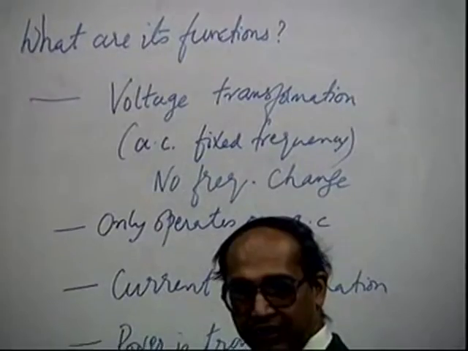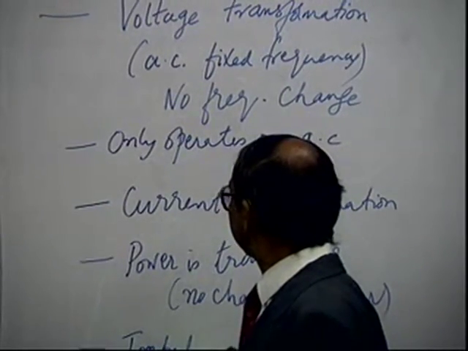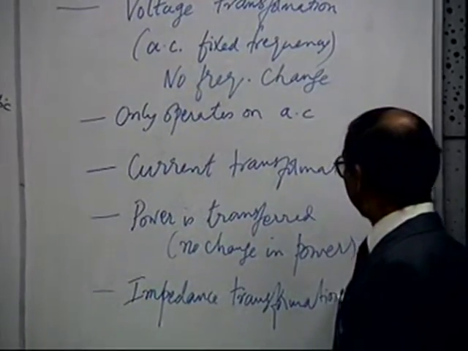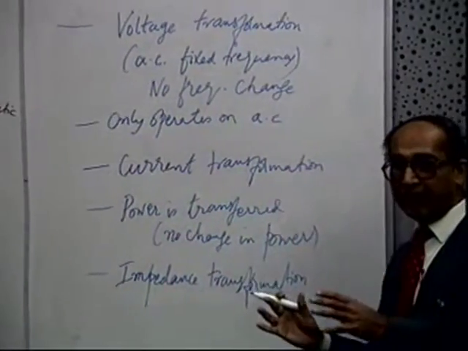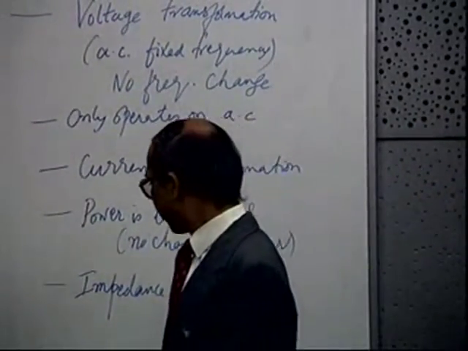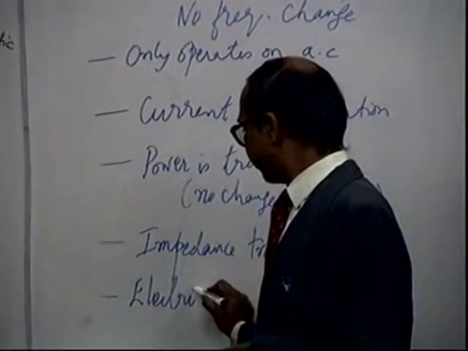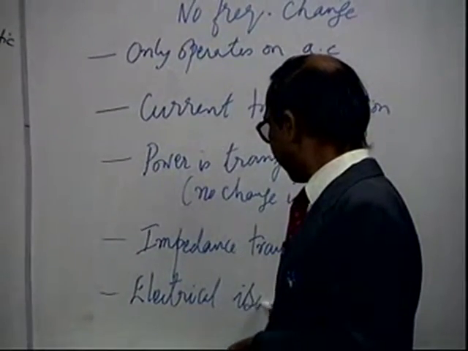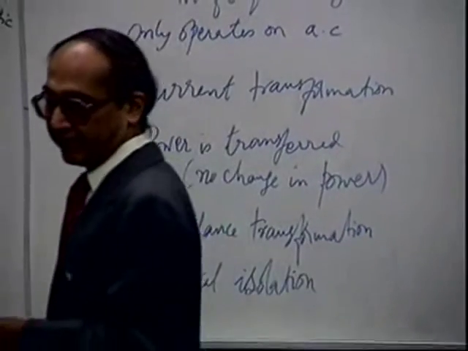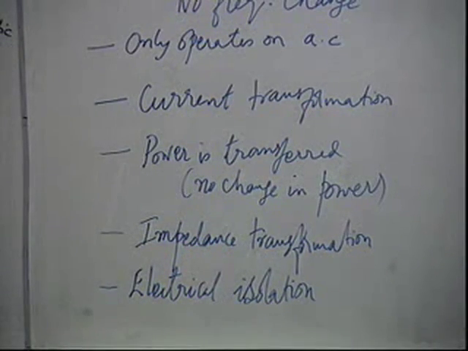It can also effect impedance transformation. So one level of impedance on one side can be changed to some other level of impedance. This is another function of a transformer. And it also does electrical isolation, because normally the two windings are not electrically connected. They are only coupled magnetically. So these are the functions of a transformer.